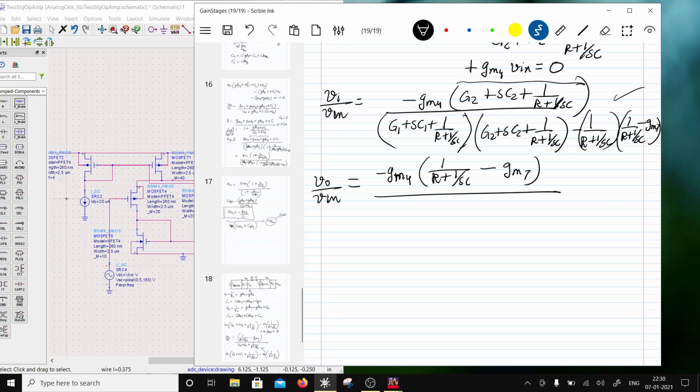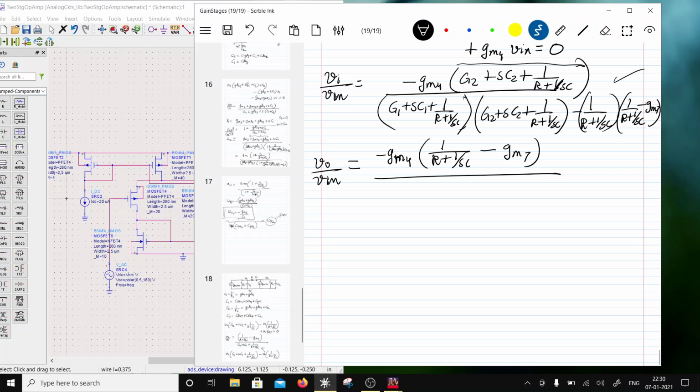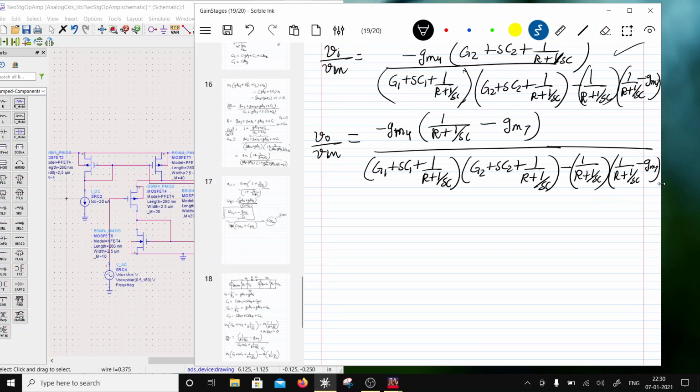And the denominator would be, so this thing cancelled out, right? Would be this term only. Okay, G1 G2 over G1 plus SC1 plus 1 over R plus 1 over SC, G2 plus SC2 plus 1 over R plus 1 over SC minus of this thing, 1 over R, 1 over SC times of 1 over R plus 1 over SC minus GM7. Now we have to simplify this one, right?